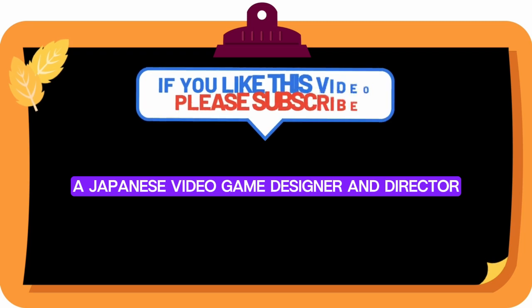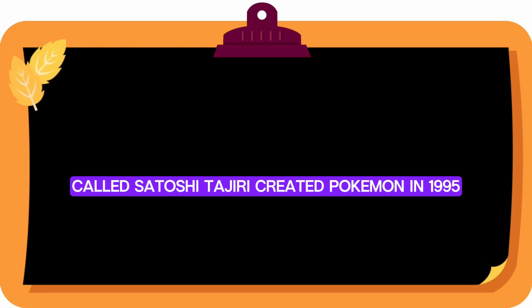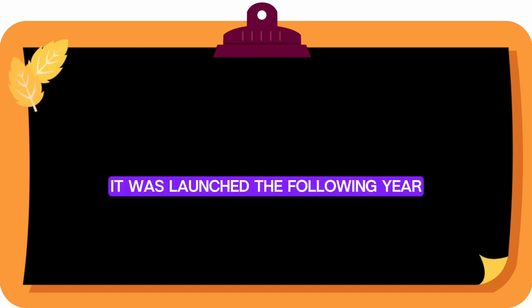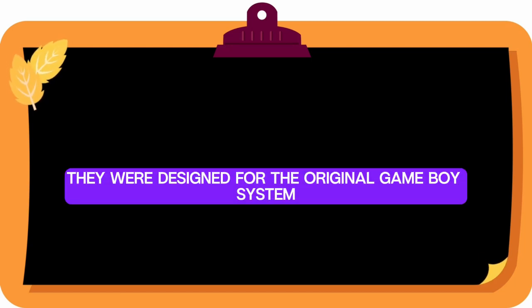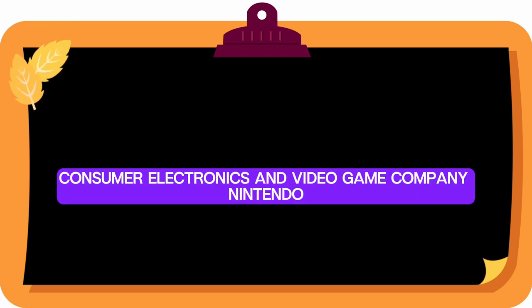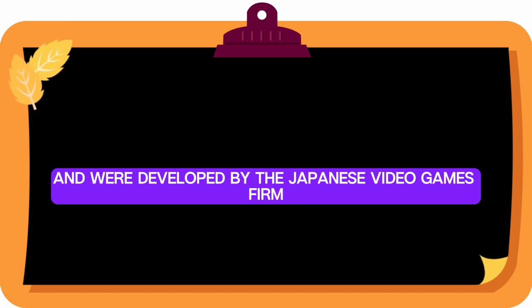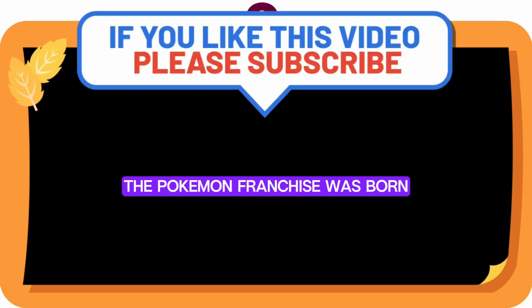A Japanese video game designer and director called Satoshi Tajiri created Pokemon in 1995. It was launched the following year with the Japanese release of a couple of video games. They were designed for the original Game Boy system, owned by Japanese multinational consumer electronics and video game company Nintendo, and were developed by the Japanese video games firm Game Freak. Shortly afterwards, the Pokemon franchise was born.